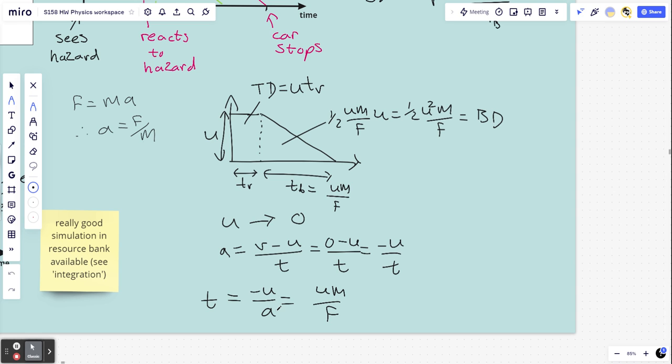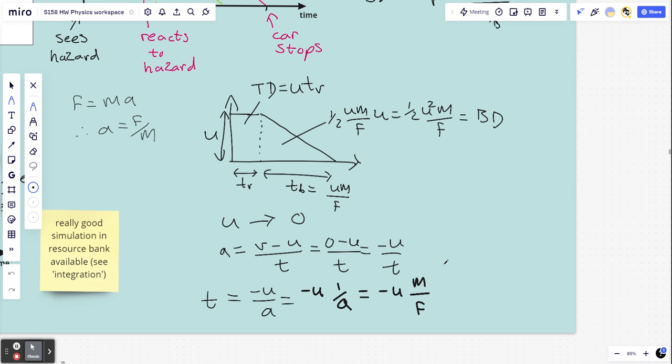When you divide something by a, it's the same as multiplying it by 1 over a, which means I can flip this upside down. So maybe I can just add in a couple of steps here to make it really clear. This is the same as saying minus u multiplied by 1 over a, and that is the same as saying minus u multiplied by the upside down of this, which is what 1 over a would be, m over F, and that's where we are with that one so far.